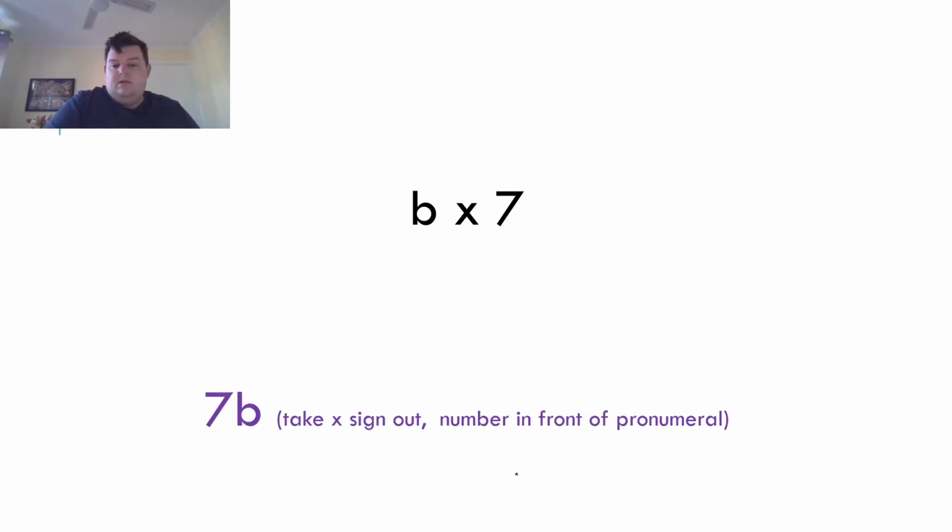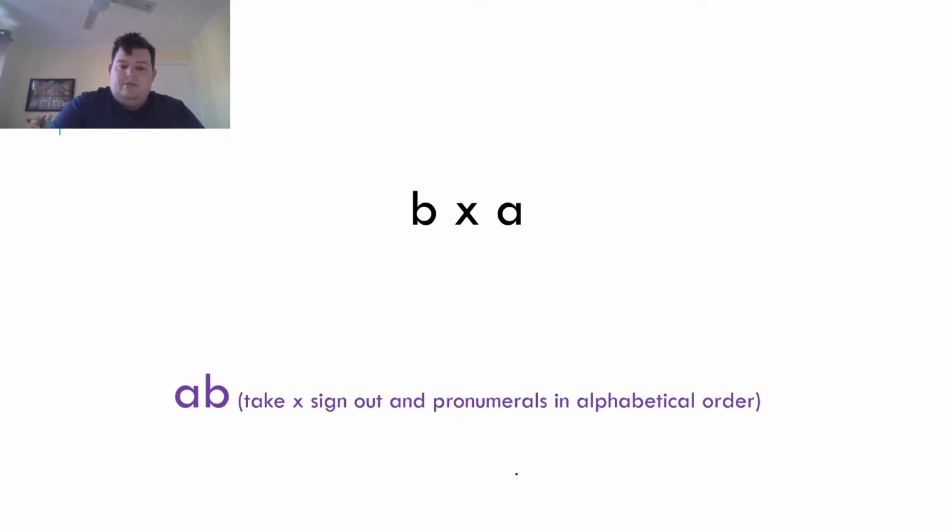Okay. You need to take the multiplication sign out and make sure the number goes first. So 7b. What about b times a? You take the multiplication symbol out and you put the pronumerals or the variables in alphabetical order.